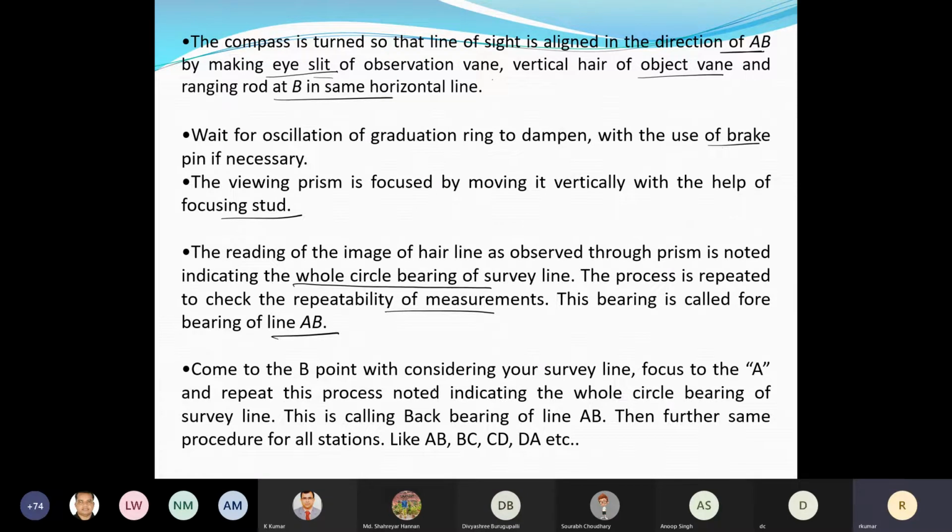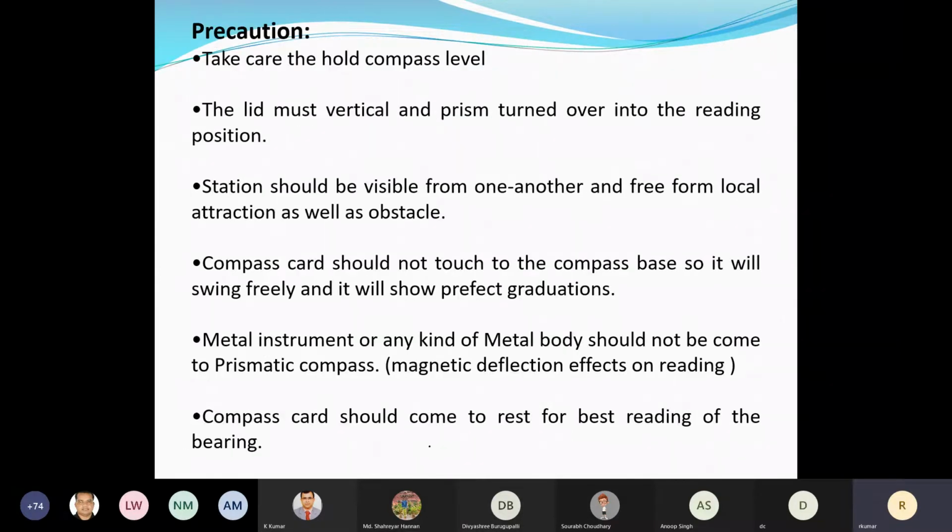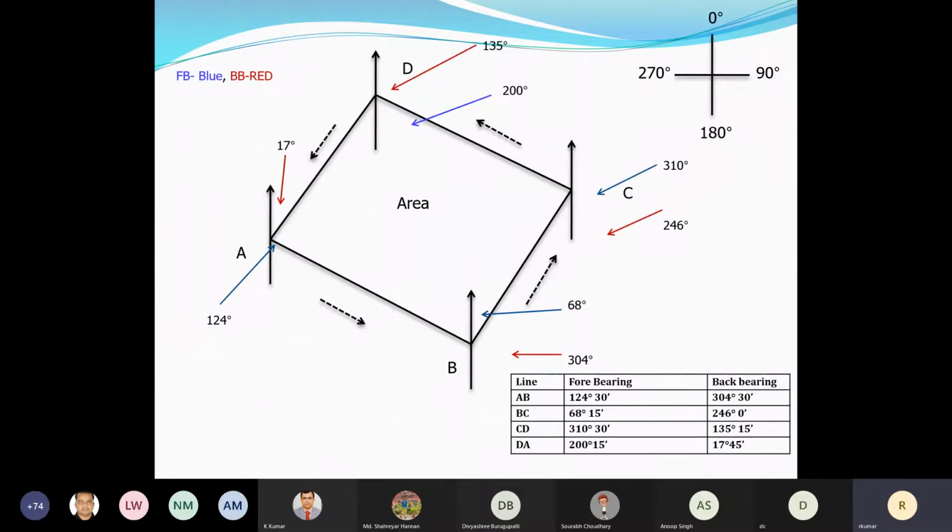Then come to point B, and again you take the back bearing. This is all written, as I have told you. Then you have to repeat for all the stations, like in the next picture. If you see here A, B, C, D, first I will put the prismatic compass here. Remember, we will measure the length with the chain and the angle with the prismatic compass.